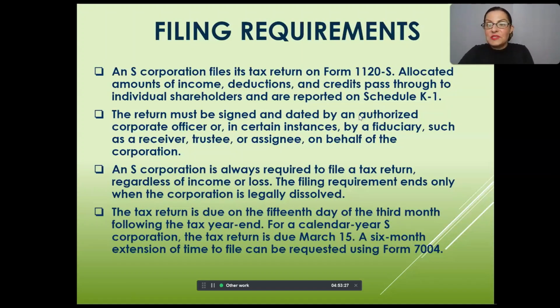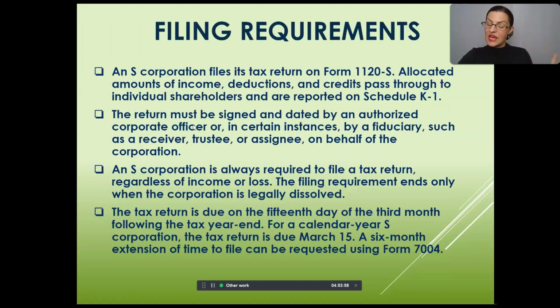If a C corporation issues anything, it's going to issue a 1099-DIV, like for dividends, or maybe a Form W-2 for wages that it's paying its employees, but none of the income passes through. S corporations have Schedule K1s, and C corporations do not. The return must be signed and dated by an authorized corporate officer. Notice that it doesn't say shareholder here. That's the same way with a C corporation. It's a corporate officer that has to sign. A corporate officer, not a shareholder.